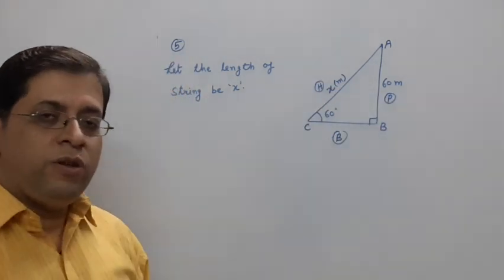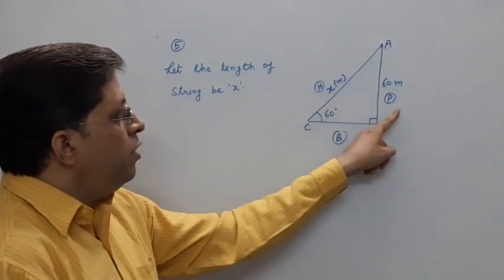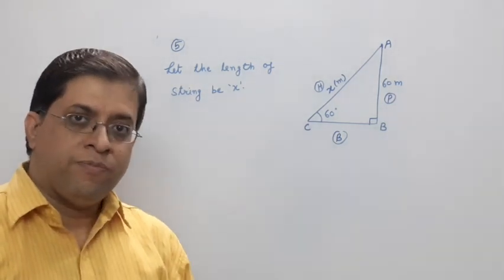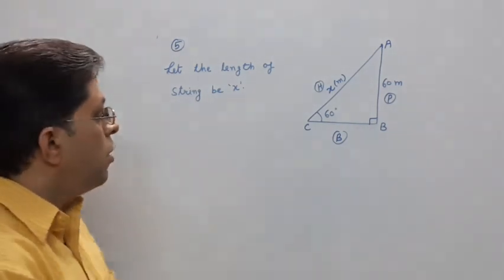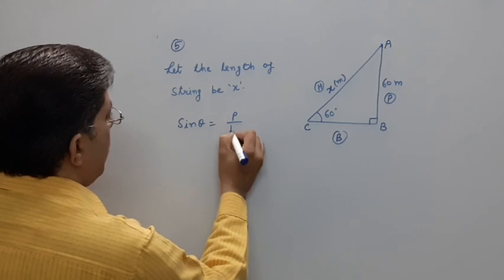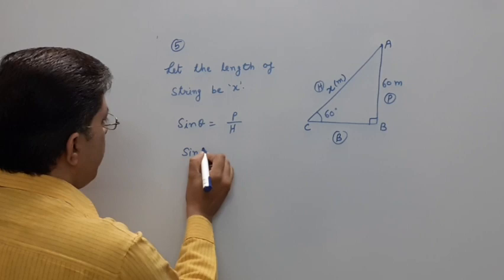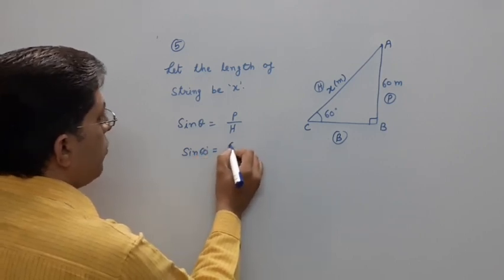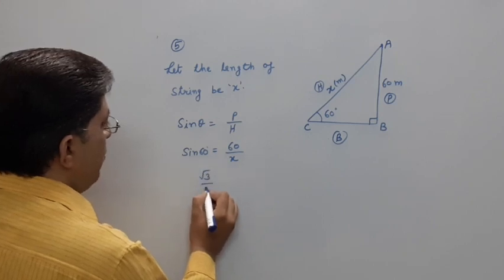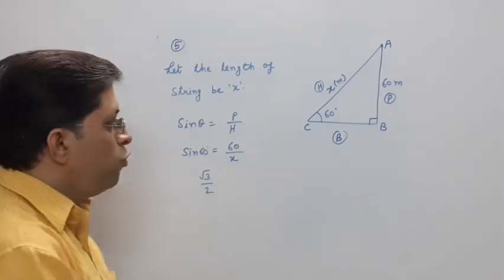Now again, what is my question? P and H. In which trigonometric ratio is the relation between P and H? That is sine theta. Sine theta is equal to P upon H. Theta is 60 degree, put 60 degree here. P is 60, H is x. Sine 60 is root 3 upon 2. It is very clear, no? It is in our table also.